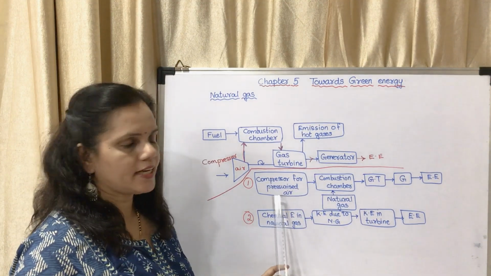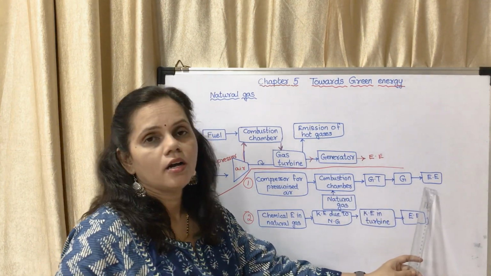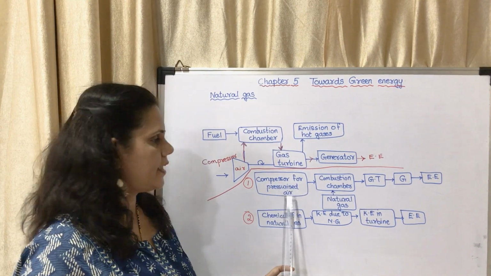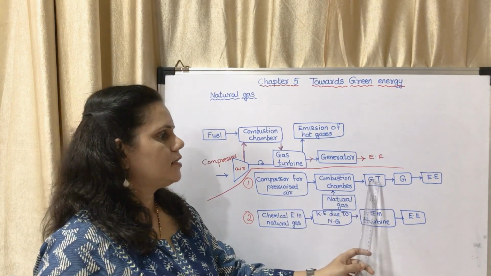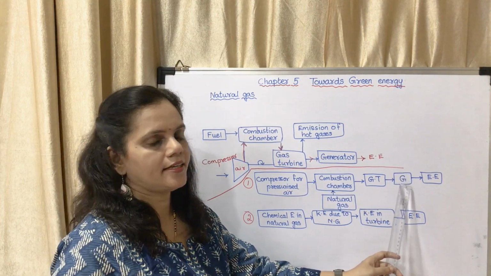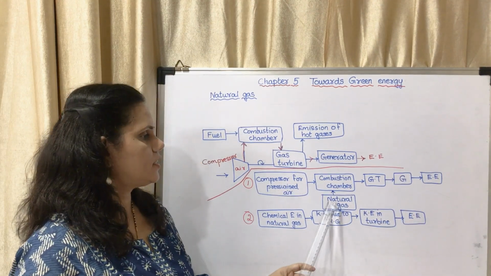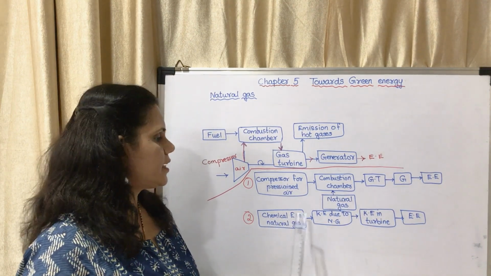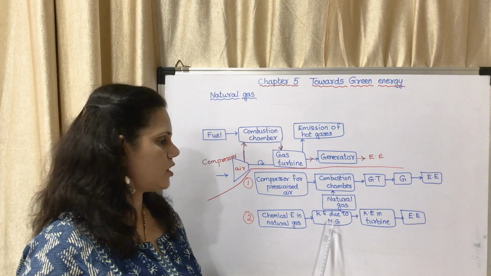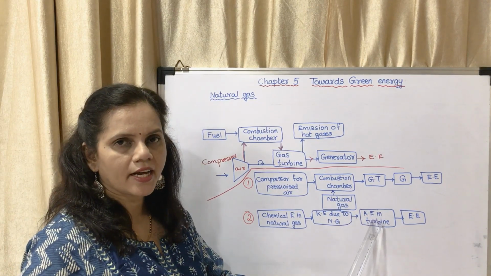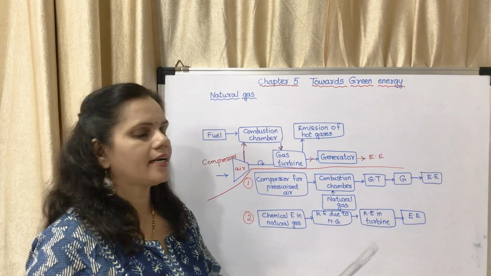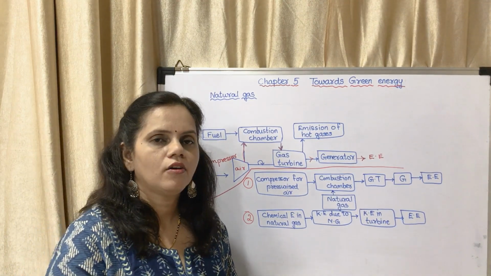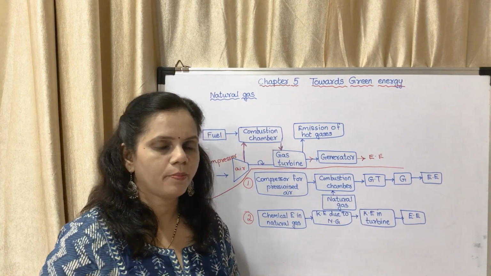Compressor for pressurized air. This is the chart for production of energy: compressor for pressurized air, combustion chamber, gas turbine, generator, electrical energy, and the natural gas is supplied. The chemical energy in natural gas is getting converted into kinetic energy in the turbine, which is getting converted into electrical energy. So this is the flow chart for natural gas based power stations.